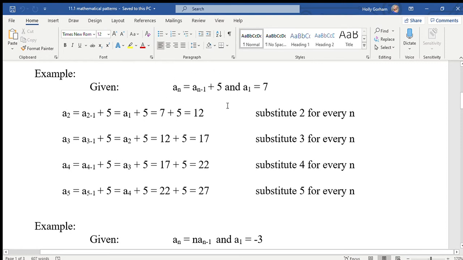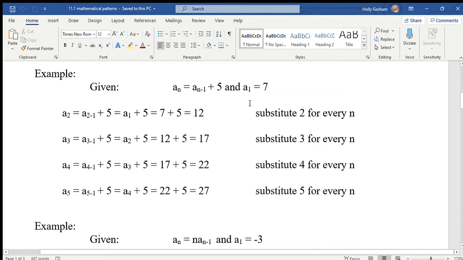So if I were to say to you, find the first 5 terms, well, you already know the first term is 7, which means now you need to start with the second term. So we want to do a sub 2. What that means is that wherever you see an n in this equation, you're going to substitute a 2. So when we put a 2 into our equation, we would have a sub 2 equals a sub 2 minus 1 plus 5. Now this little sub right here, 2 minus 1 is 1. So that gives you a sub 1.